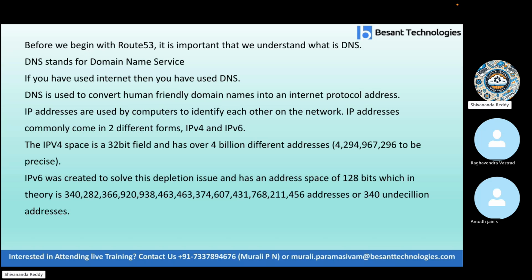IPv6 was created to solve the depletion issue. IPv4 is a 32-bit address space, which gives about 4 billion different addresses. IPv6 was created to solve the depletion issue, with an address space of 128 bits, which in theory gives 340 undecillion IP addresses. Remember, there are two types: IPv4 with 32-bit and 4 billion addresses, and IPv6 with a 128-bit address, which means 340 undecillion IP addresses.